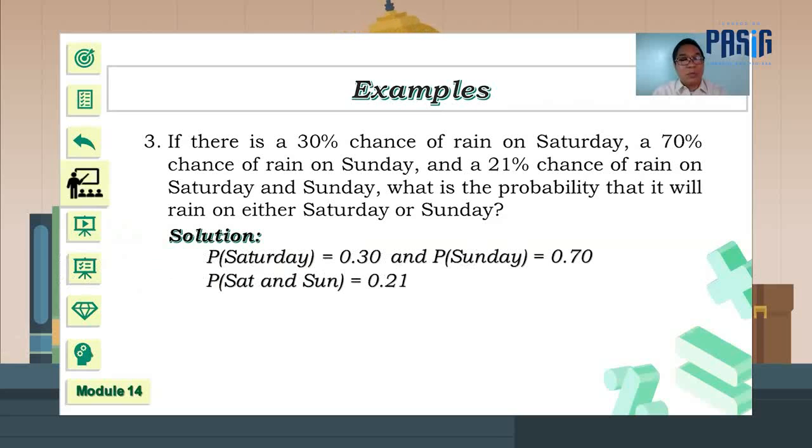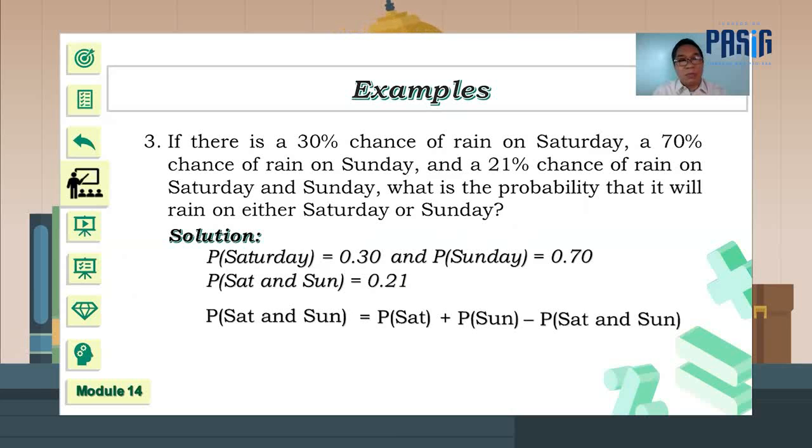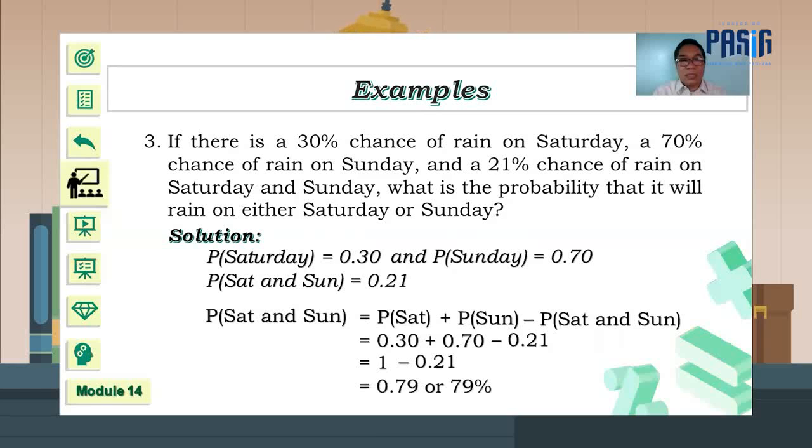So you have the probability of Saturday plus the probability of Sunday minus the common, the probability of Saturday and Sunday. Substituting the given, you have 30% or 0.3 for Saturday, 0.70 or 70% for Sunday, then minus 21% or 0.21. So we have 1 minus 0.21, that is 0.79 or 79%.